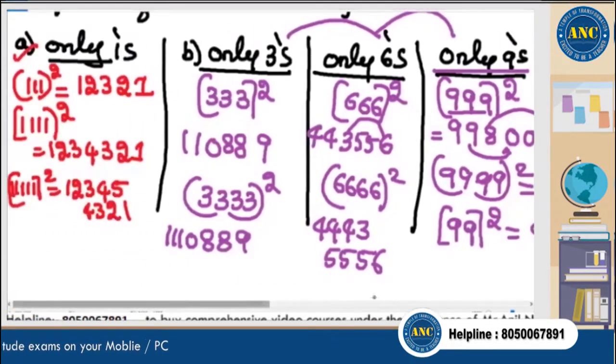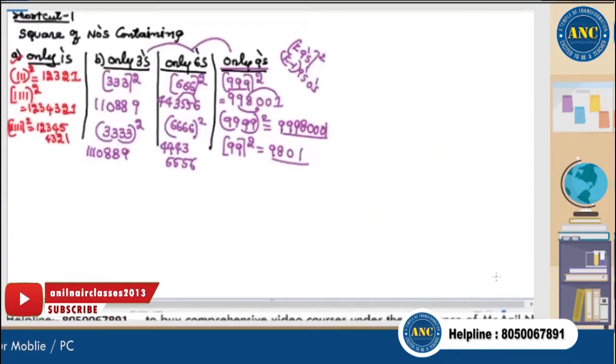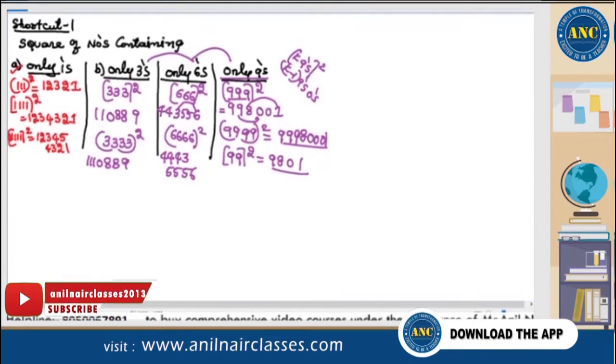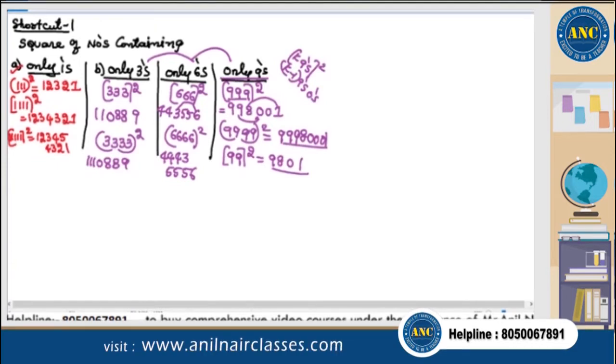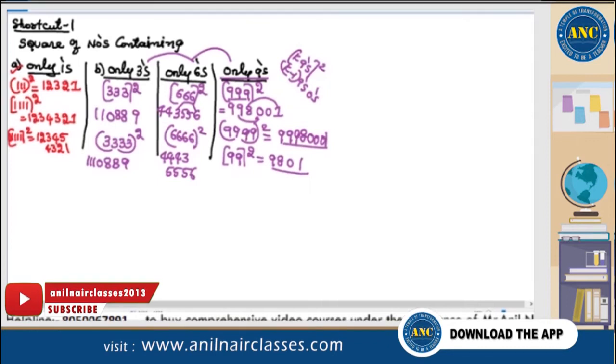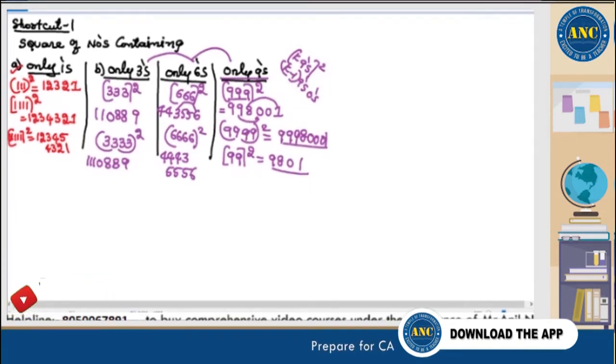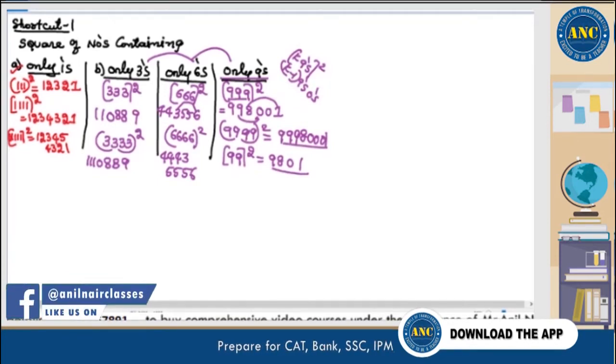Please make a note of concept 1. Please make a note of shortcut technique 1. Square of the numbers containing only 1s, only 3s, only 6s and only 9s. Make a note in the same order. It will be helpful when you get this kind of questions.